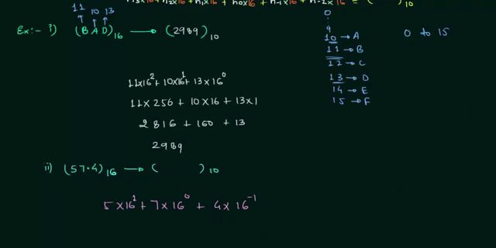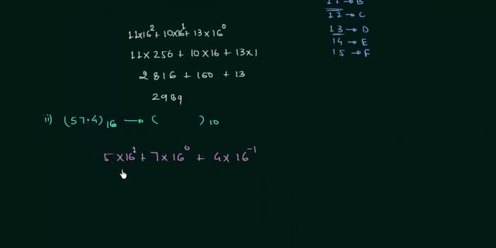Now we will solve this. 16 raised to power 1 multiplied by 5 is 80. 7 multiplied by 1 is 7. And 4 by 16 is 1 by 4, and this is equal to 0.25. So plus 0.25. So the answer is 87.25 in decimal. Pretty simple. 87.25.